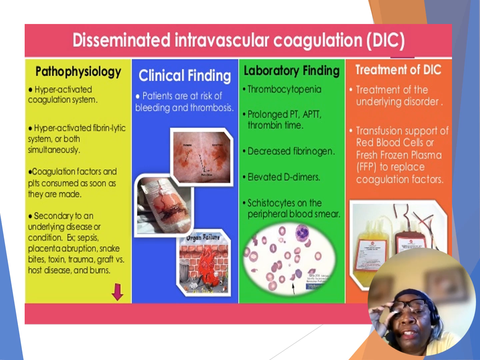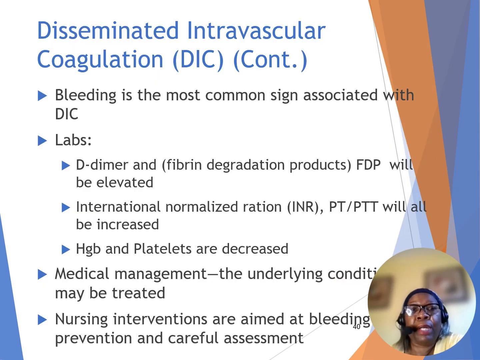Okay. The treatment of DIC is to treat the underlying cause. So this is going to involve transfusion, supportive red blood cells, or fresh frozen plasma to replace the coagulation factors. So yeah, I like this picture too. Found it on the internet. It's nice. Okay, so bleeding is the most common sign associated with DIC.